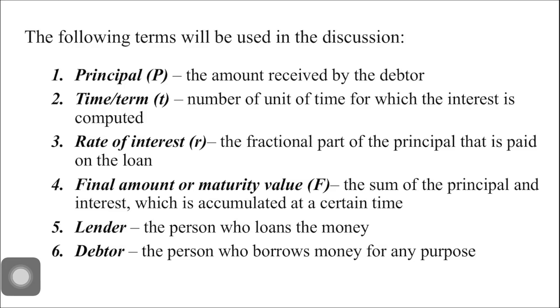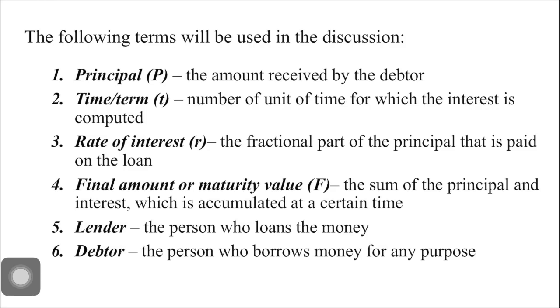First is the principal. This is represented by big letter P. This is the amount received by the debtor. Second, time or term. This is represented by small letter T. This is the number of units of time for which the interest is computed. Number 3, rate of interest or the small letter R. This is the fractional part of the principal that is paid on the loan.